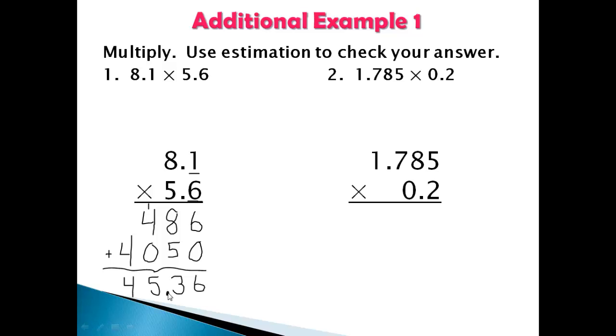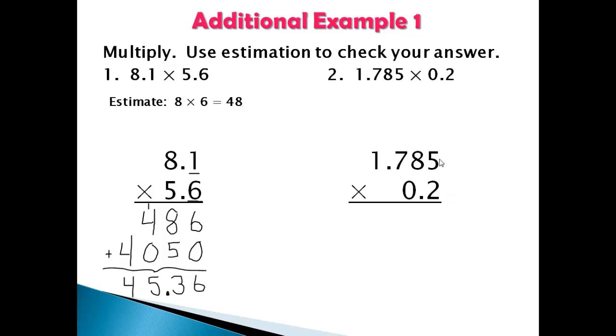If we estimate, 8 and 1/10 is about 8, 5 and 6/10 is about 6, and 8 times 6 equals 48, and our answer is close to 48. For number 2, we have 1 and 785 thousandths times 2/10. So the first thing we need to do is multiply.